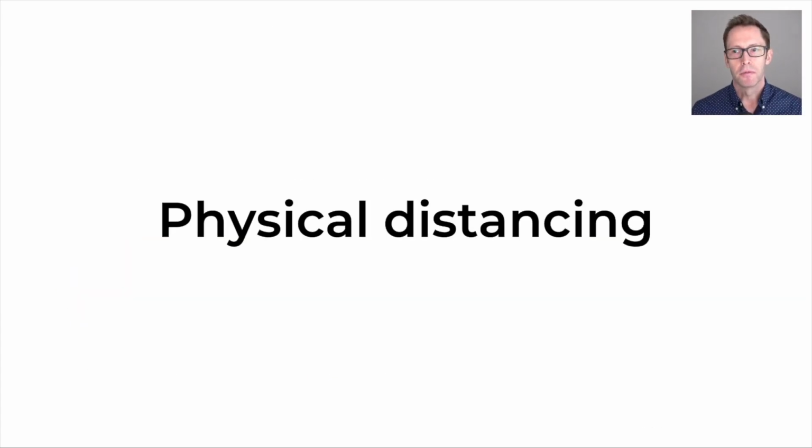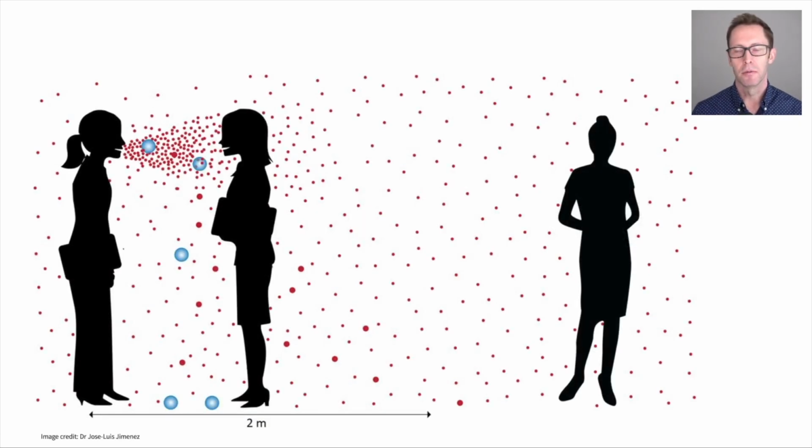So let's look first at physical distancing. We're all pretty familiar with physical distancing, or sometimes called social distancing. This is where we do what we can to separate people by enough of a distance that we're reducing the risk of short-range transmission. And it's important to be really clear here that physical distancing is valuable, but only for reducing the risk of short-range transmission.